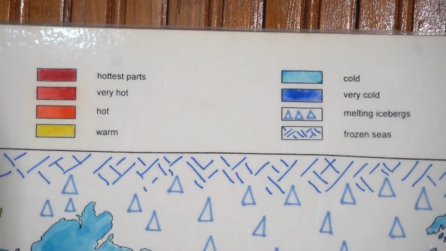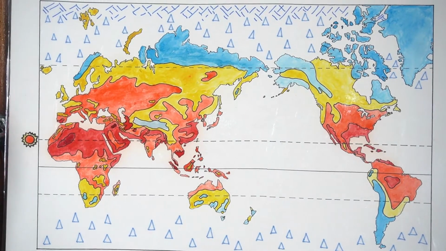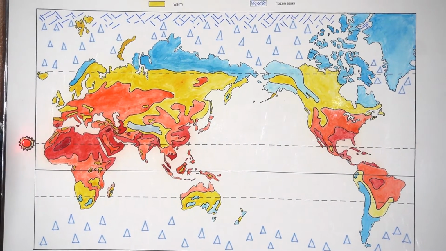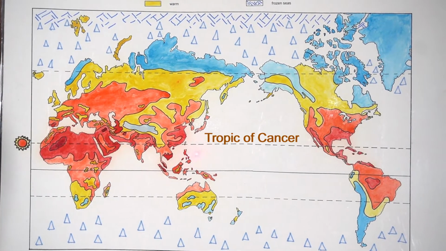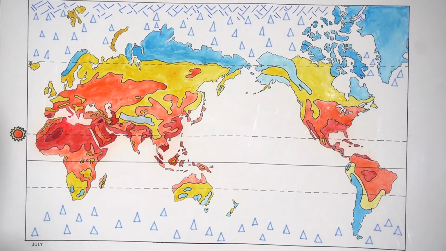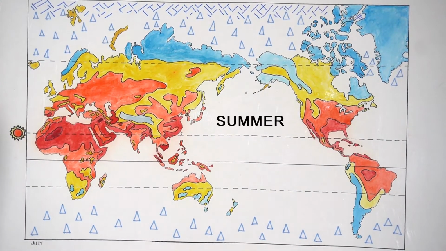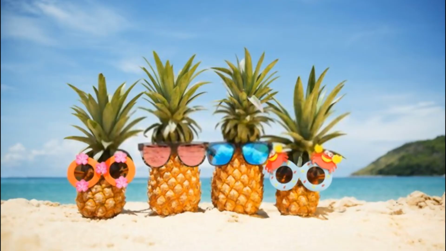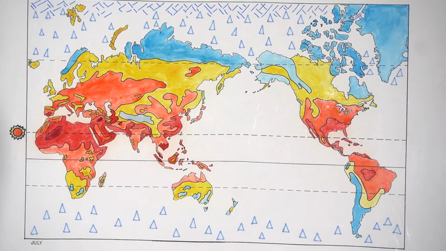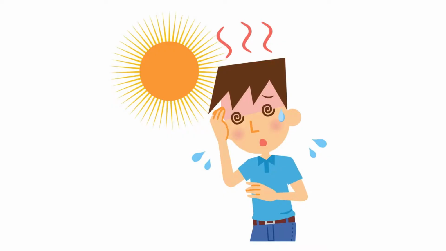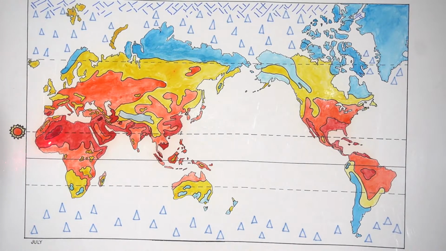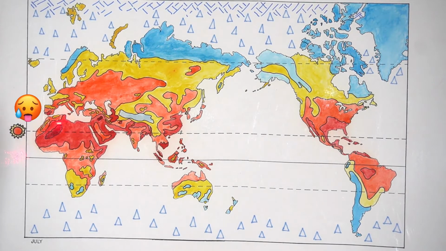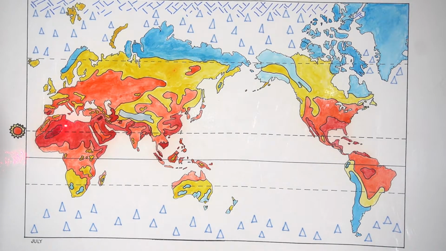Here we have our perpendicular rays. So here we have the perpendicular rays of the sun right here at the Tropic of Cancer. In the northern hemisphere, this is summer. This is when we have a summer in the northern hemisphere. Now let's see if we can find some of the hottest places on the earth at this season. Look at Africa here, one of the hottest places at this time of the year. You can see here, very hot it shows.